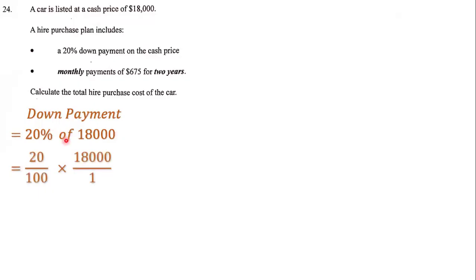So of means multiply, and 20% represented as a fraction is 20 over 100. And 18,000, we can represent as a fraction as well, simply by putting it over 1. Next, we multiply. We say 20 times 18,000, and that gives us 360,000 over 100, because 100 times 1 is 100. Next, we divide 360,000 by 100. That gives us 3,600. So the down payment is definitely $3,600.